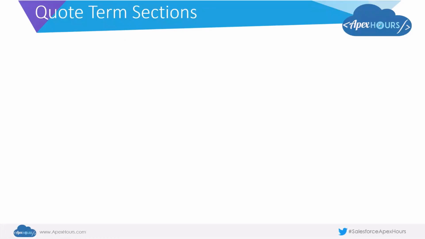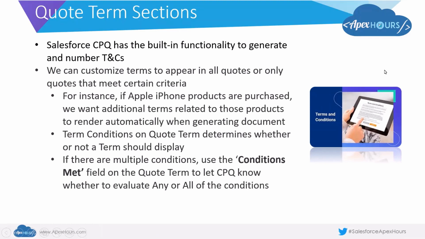Now let us go ahead and look at the next type of content, right? The code term. Salesforce CPQ includes functionality to dynamically generate a number of terms and conditions. So the individual snippets of terms and conditions can be always shown or can be conditionally shown. For instance, if Apple iPhone products are purchased on your code, then we want additional terms related to those products to render automatically when generating a document. So if that's a business case for you, we could do that as well while we define the code terms.